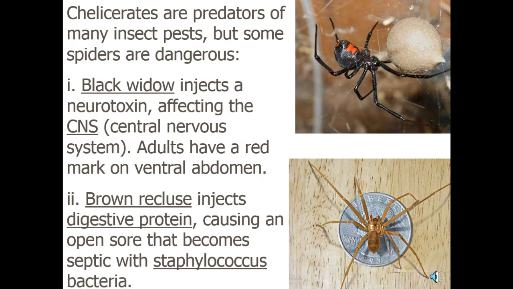Okay, brown recluse injects a digestive protein, and this one again, the venom's not that much of a problem, but it digests a little hole in our skin. And then the bacteria come in there, Staphylococcus, and it's the bacteria that cause most of the damage, not really the venom of the spider. They're sometimes called fiddleback spiders because they have a little fiddle shape on the cephalothorax there. Very rare though.